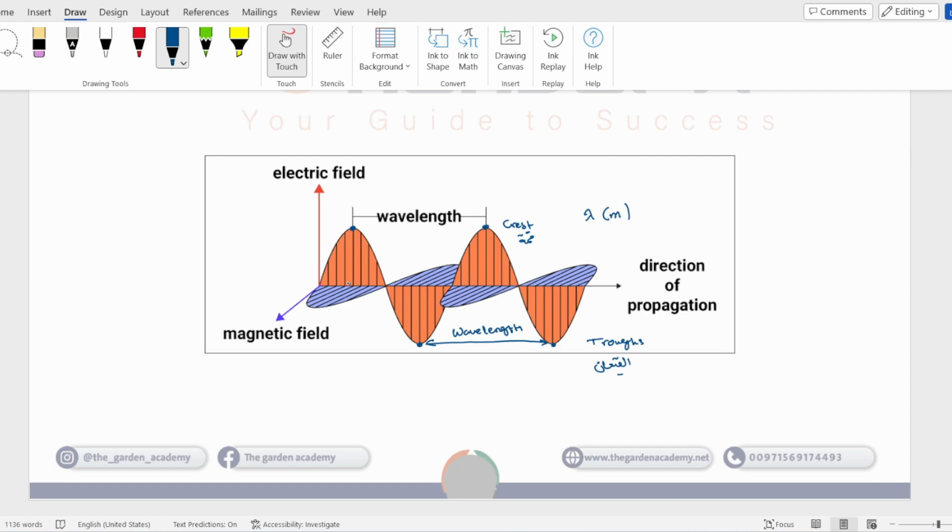Amplitude is the distance between the equilibrium position and the crest, or the distance between the equilibrium position and the trough. This vertical distance is called the amplitude. Right. We should also know what is the meaning of frequency.